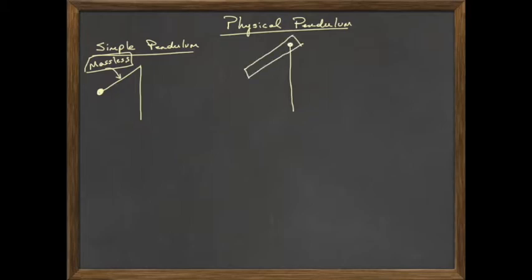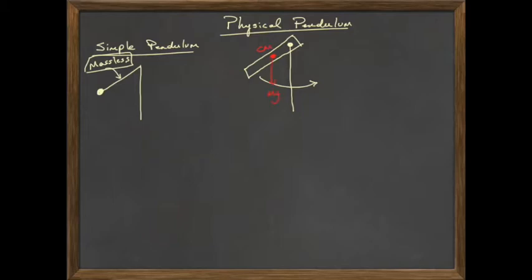So if you just imagine an object here and it's not even fixed at its end, this object will swing, and it turns into a pendulum. But since it has a physical distribution of mass, we can't use the same equations. We've got to rethink this.